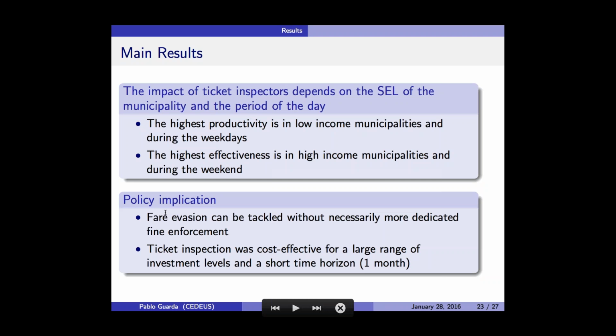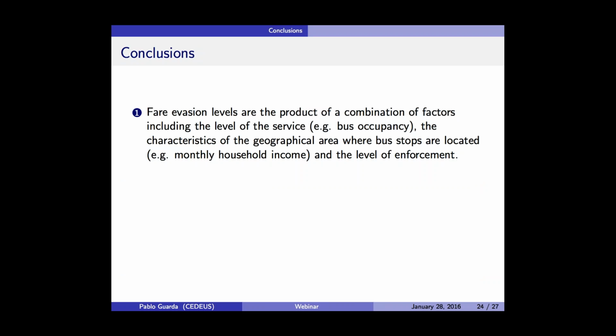And about policy implication, we conclude with this result. Fare evasion can be tackled without necessarily more dedicated fine enforcement. Our result showed that ticket inspection was cost effective for a large range of investment levels and a short time horizon. Conclusions, and this was one of the motivations of this seminar.